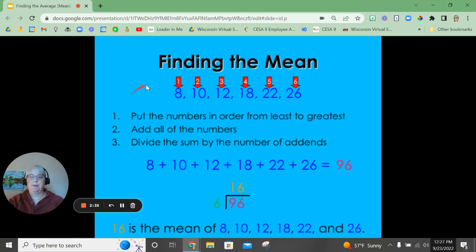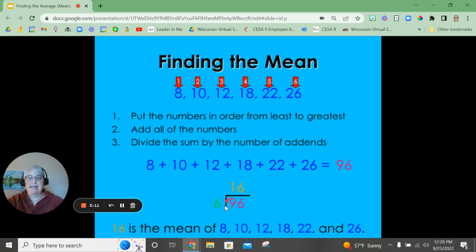All right, here's another way to look at it. We have a group of numbers, a data set, and we're going to find the mean. Here we have the numbers 8, 10, 12, 18, 22, and 26. They decided to put the numbers in order from least to greatest. It's nice to do that. You don't have to do that, but you do have to add all of the numbers together. So they added 8 plus 10 plus 12 plus 18 plus 22 plus 26, and the sum they got was 96. Notice that number is in red.